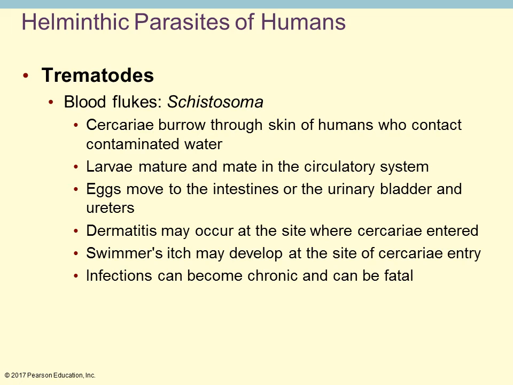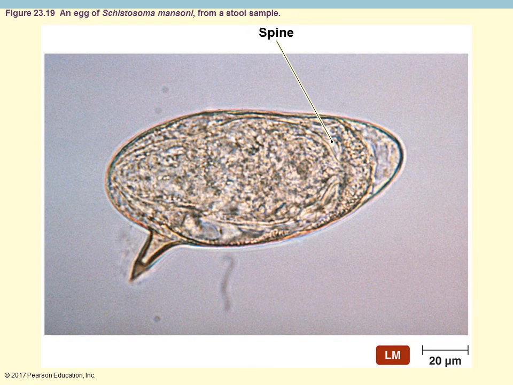Typically, you end up with dermatitis, which is just a reddening, kind of a rash, at the site where they entered. Swimmer's itch is what it's commonly referred to when it's been contracted from water, and the site of entry, once again, gets this rash, which is itchy. If left untreated, it can become chronic, long-term, eventually fatal.